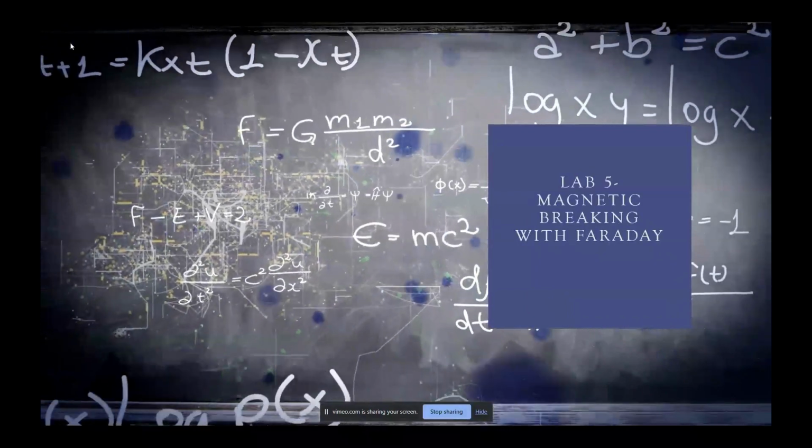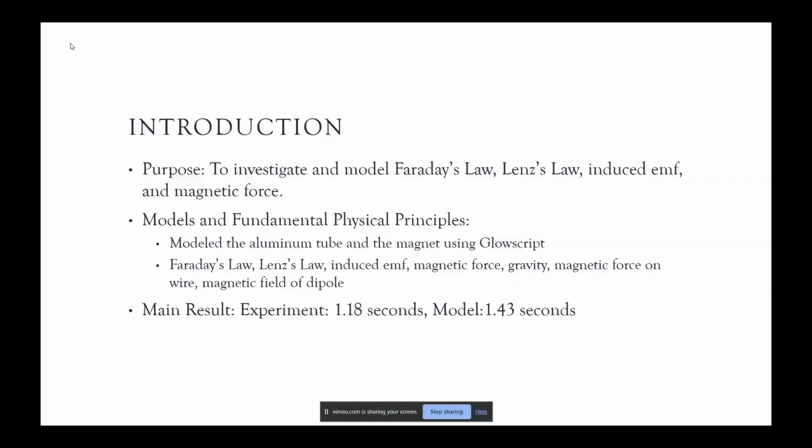This is Lab 5, Magnetic Braking with Faraday. The purpose of this lab is to investigate and model Faraday's law, Lenz's law, induced EMF, and magnetic force. The model in this lab was that we modeled the aluminum tube and the magnet using GlowScript. Faraday's law, Lenz's law, induced EMF, magnetic force, gravity, magnetic force on the wire, and the magnetic field of a dipole are all relevant to this lab.